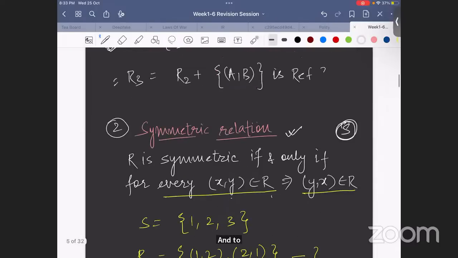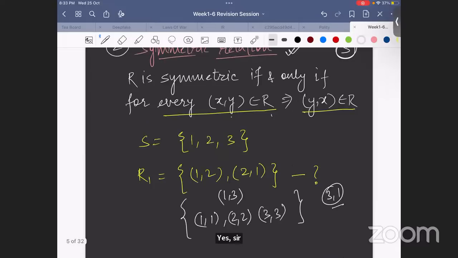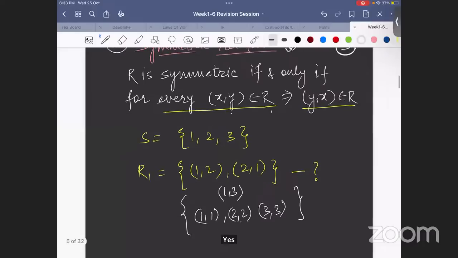What did I say? For symmetric, for every pair (x, y), you just need to check in R only. (1, 2) is present, (2, 1) is present. (1, 3) is present, but where is (3, 1)? It's not present, so it's not symmetric. For (1, 1), (1, 1) is present. For (2, 2), (2, 2) is present. (3, 3) is also present. So you can directly say it's not symmetric. You have to check for every element that is present in R, not in S.